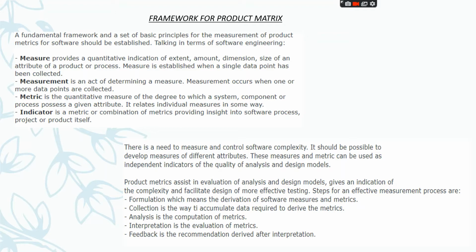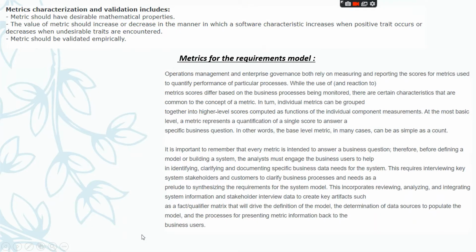Analysis is the computation of metrics. Interpretation is the evaluation of the metrics. Feedback is the recommendation derived after interpretation. So you can remember all these 5 points with the first word associated with it, that is formulation, then collection, then analysis, then interpretation, and at the last feedback.